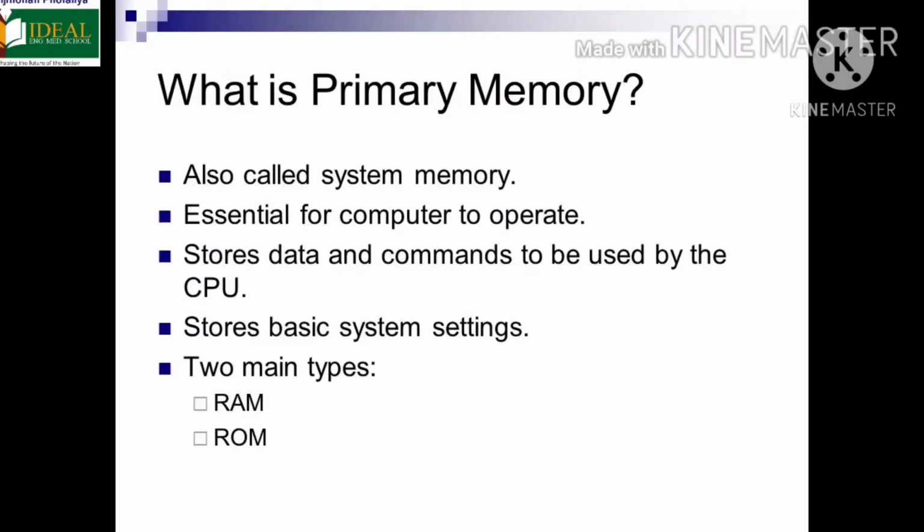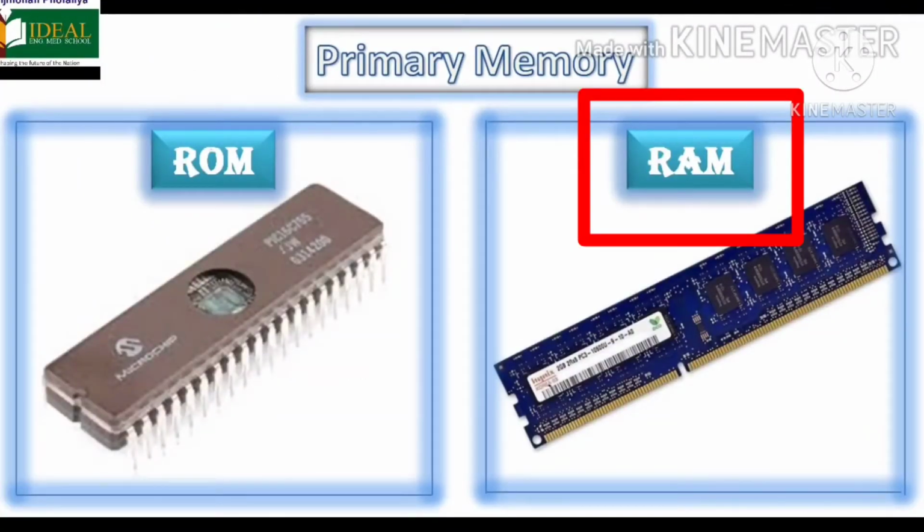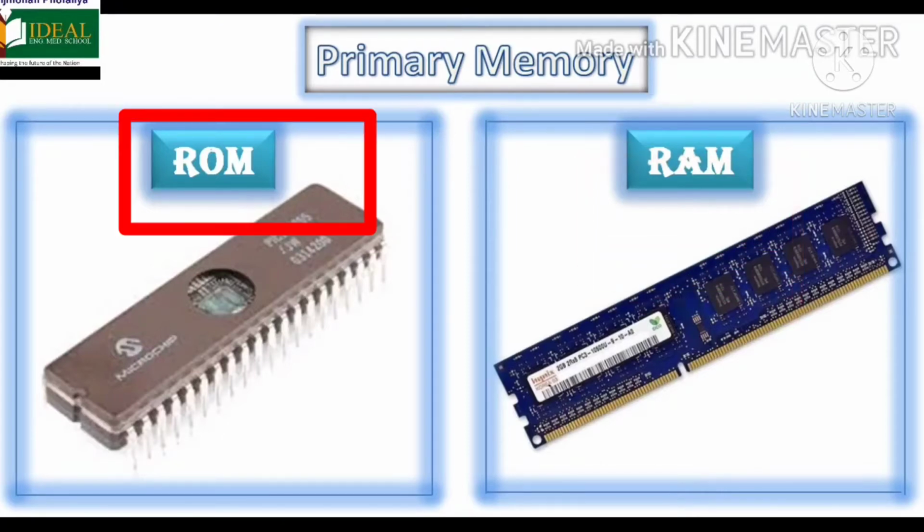Primary memory, also known as the main memory, is essential for the computer to operate. Primary memory stores the data and commands to be used by the CPU, and stores the basic system settings. As you know, primary memory is divided into two types: RAM and ROM. RAM stands for random access memory, whereas ROM stands for read only memory.